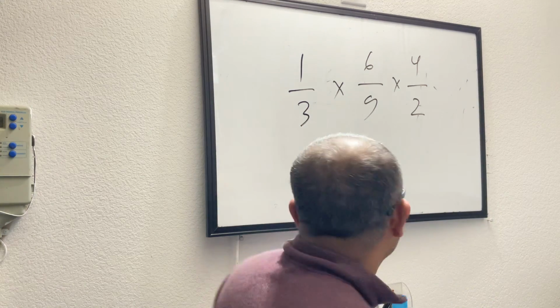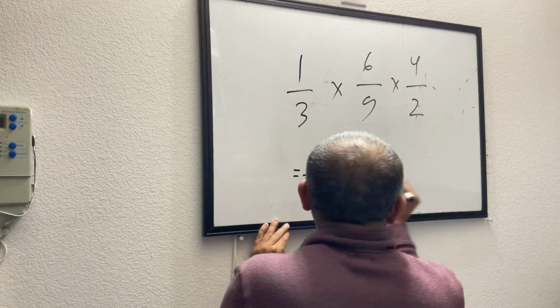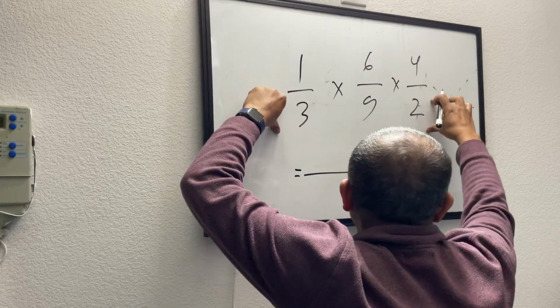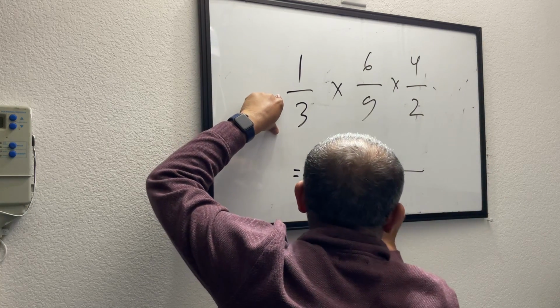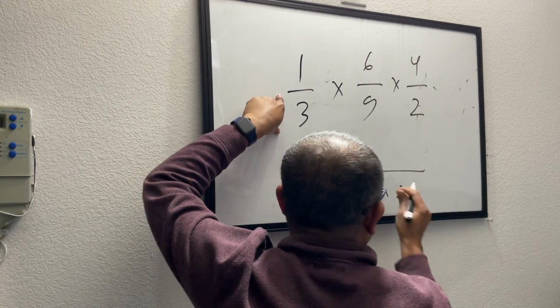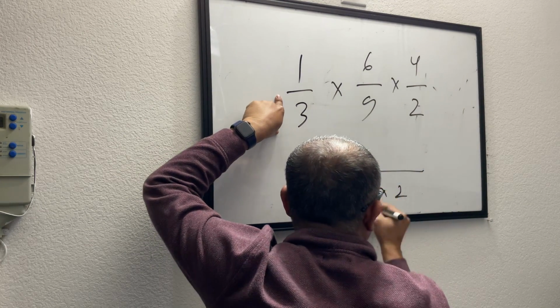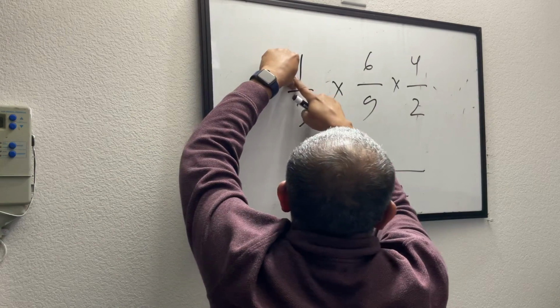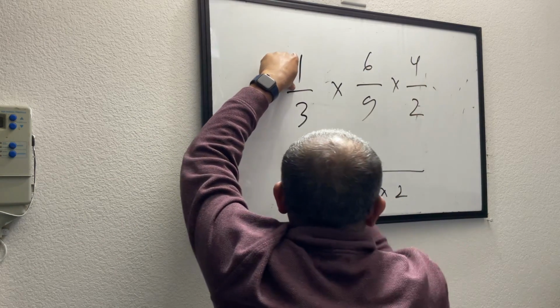First things first. What will I do? Everything that I have on the first floor, I will write it here: 3 into 9 into 2. Because all are multiplications, right? Let me write it better. And then on the second floor, I have 1 into 6 into 4. So let me write it down.